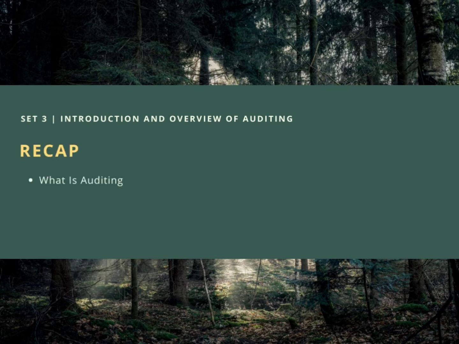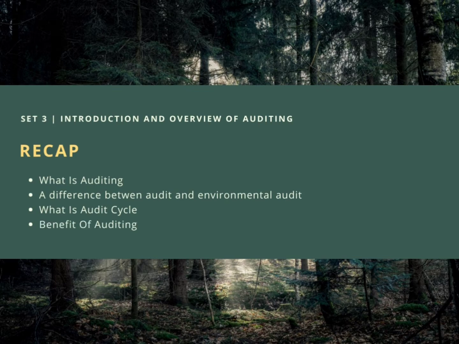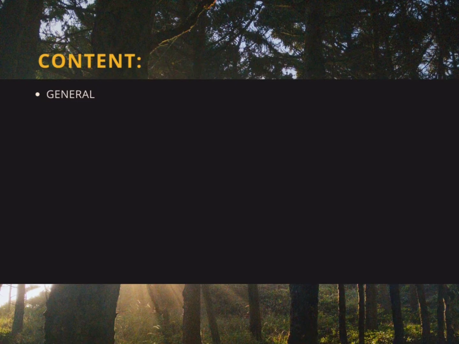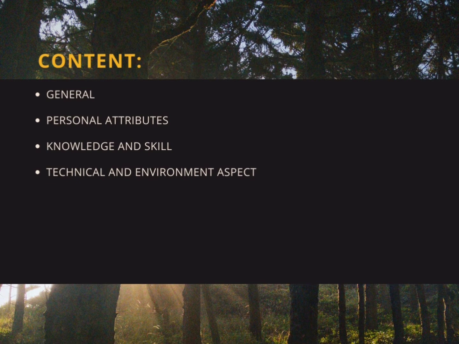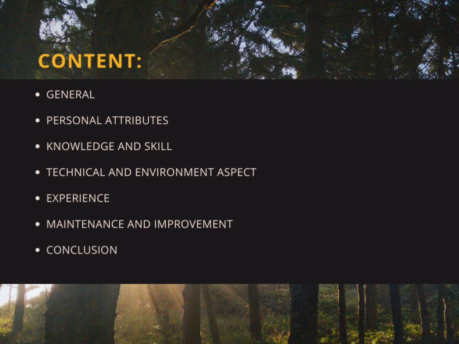In previous videos, we have learned about what is auditing, the difference between audit and environmental audit, what is the audit cycle, and the benefit of auditing. Here are the contents that we will go through one by one later. We will know about the general of competence and evaluation, personal attributes of auditors, knowledge and skill that need to be expert as an auditor, technical and environmental aspects, experience, maintenance and improvement, and the last one is conclusion.